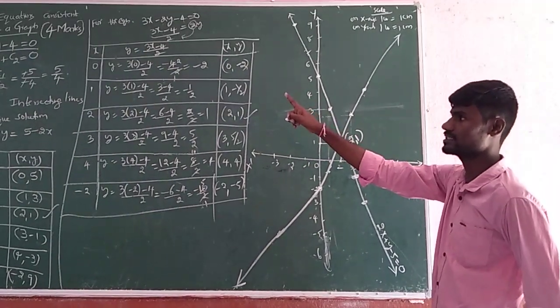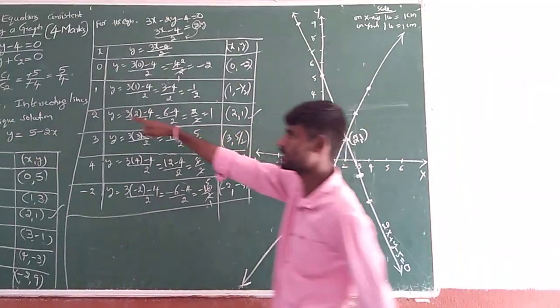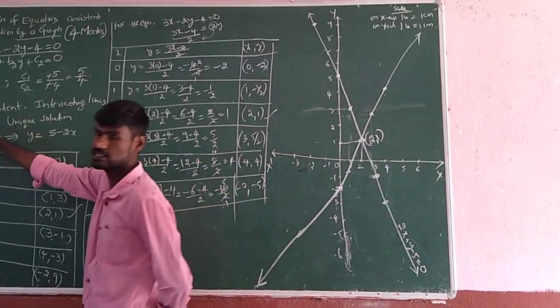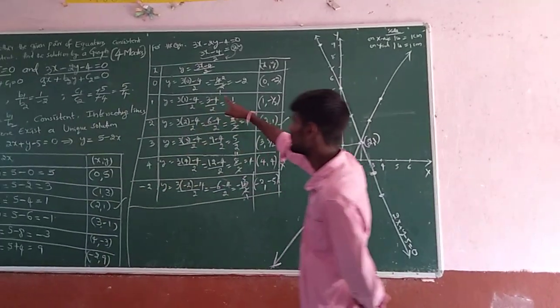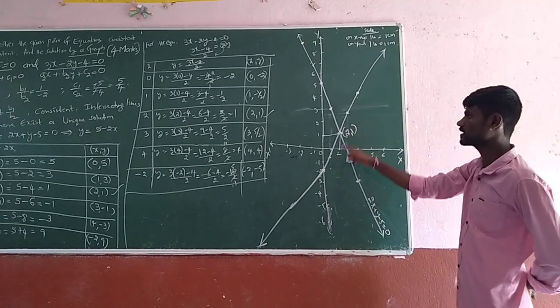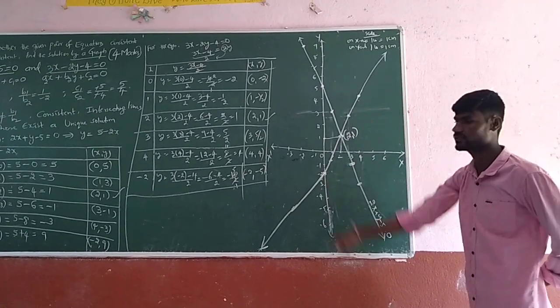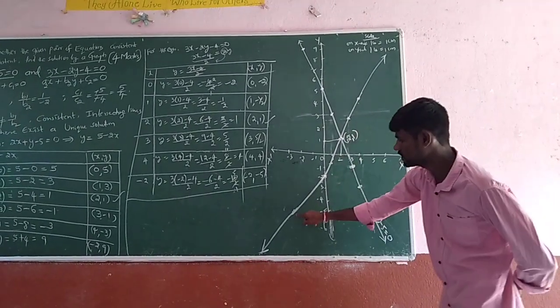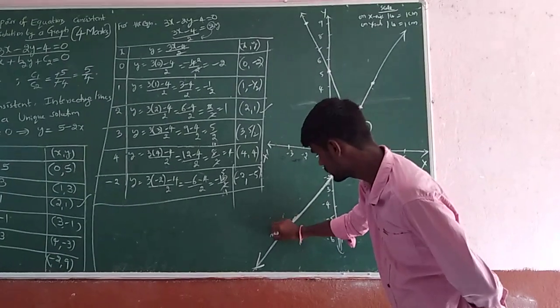And check whether they are consistent or not. Yes, we have checked. They are consistent by this condition. After that, we draw the tables. From that table, you will get the points. From those points, if you locate them on the graph and join them, you will get a graphical representation. This is the second. Let us write the name of this.